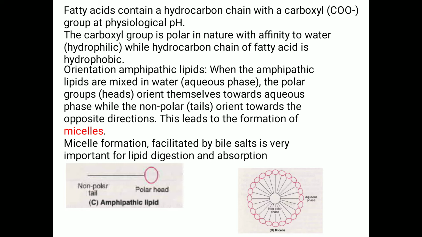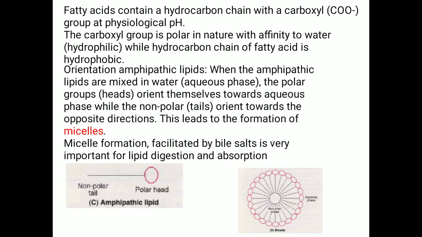They are getting oriented in such a way that you see all the pink head groups, which are hydrophilic in nature, are projected outwards and interacting with the aqueous phase, whereas the non-polar tail groups, or the hydrocarbon chains, are projected inside. They are inside, right? So this is how micelles are formed, that is, they orient themselves.